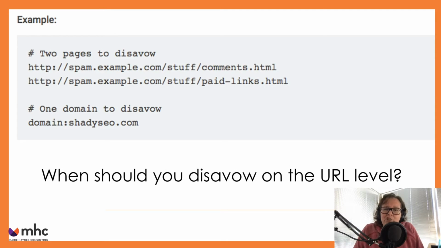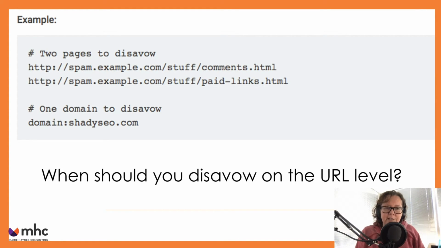Next question, when should you disavow on the URL level? This is a really good question, and I think people get confused about this because the screenshot that I used here is the documentation from Google. And it gives you, here's how you disavow individual pages. Here's how you disavow an individual domain. And so it sort of makes it sound like you really should be disavowing individual pages, but I'll tell you, you should almost never disavow individual pages.